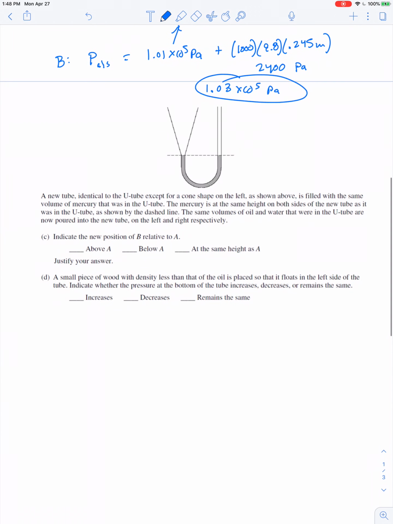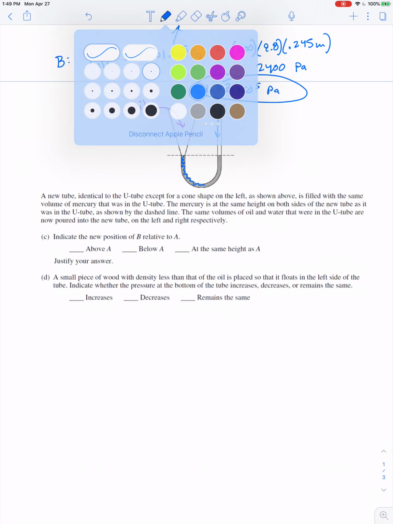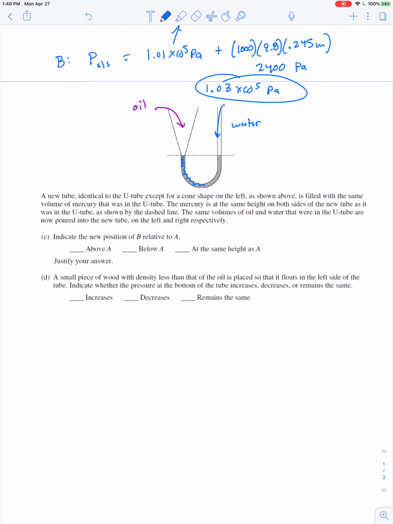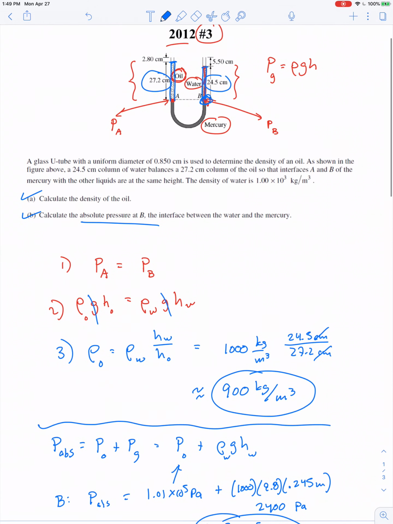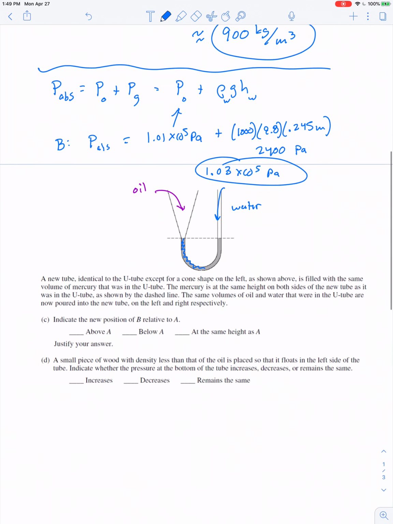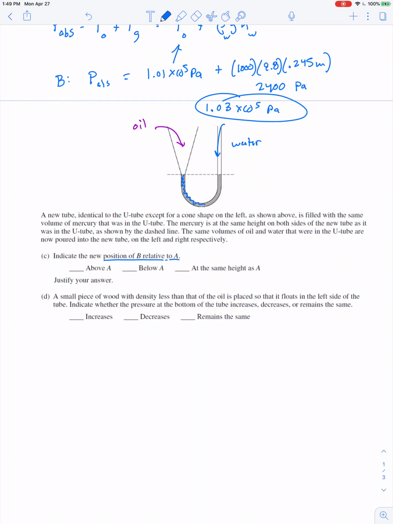Now they say an identical tube is filled with the same amount of mercury, and then you pour the water in on this side, and you pour the oil in on this side. What happens? Originally, points A and B sat at the same height. Now we're asked, what's the new position of B relative to A? Well, because it goes into a cone shape on the left side, then the oil will not go as high. It's going to be the same volume of oil that's poured in, but it won't be the same amount of height.